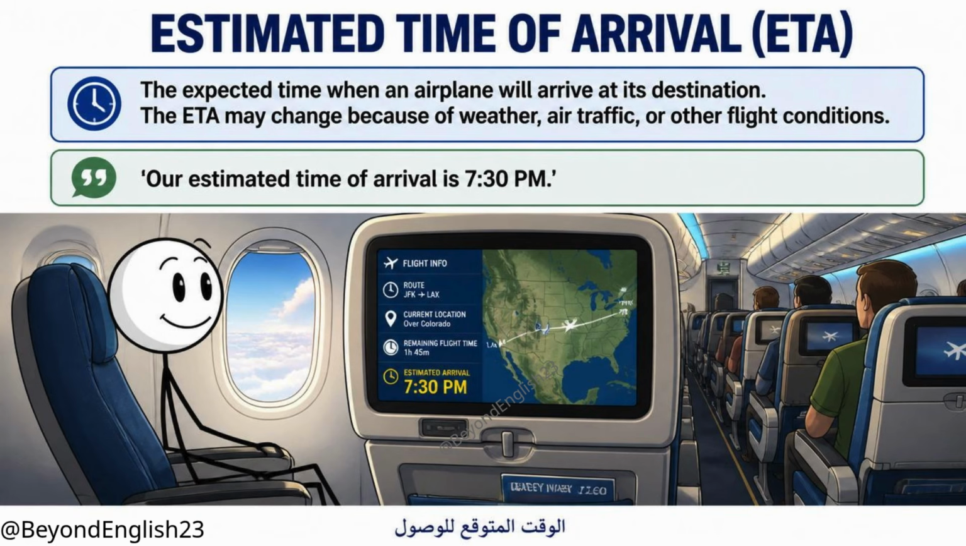4. Estimated time of arrival, ETA. The estimated time of arrival is the expected time when an airplane will reach its destination. It can change depending on flight conditions, weather, or delays. Example, our estimated time of arrival is 7:30 p.m.